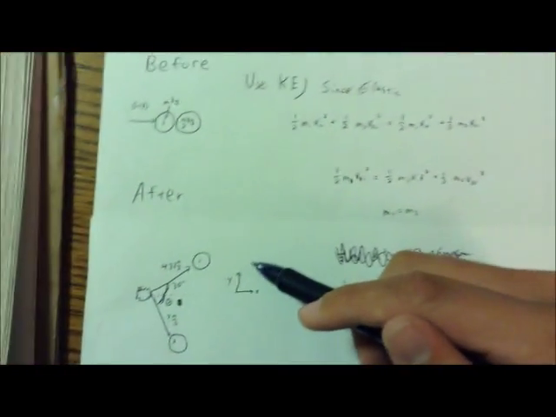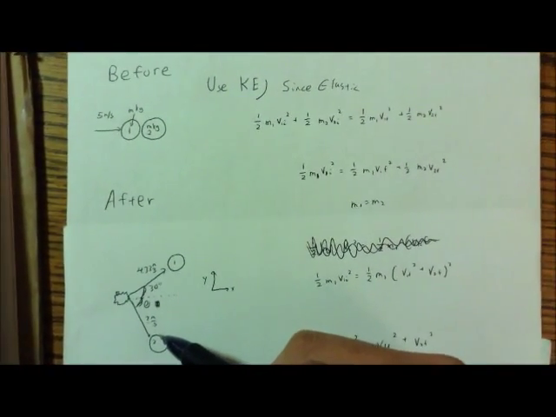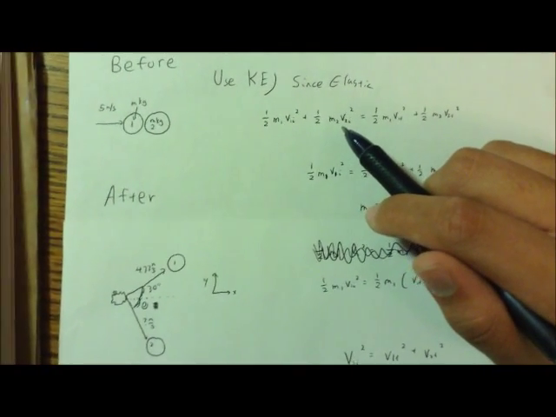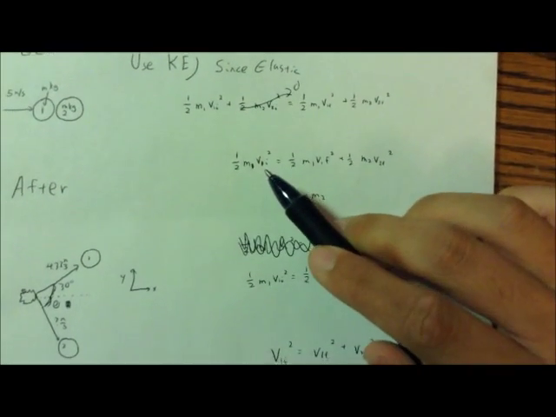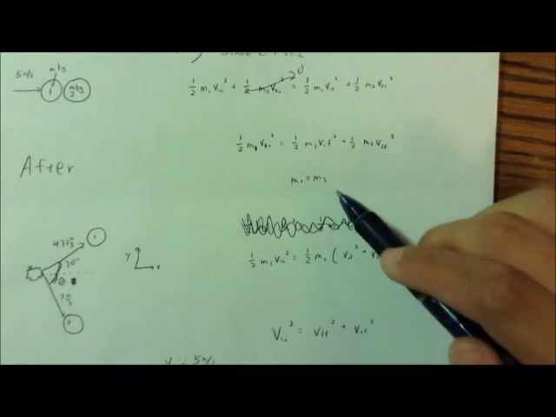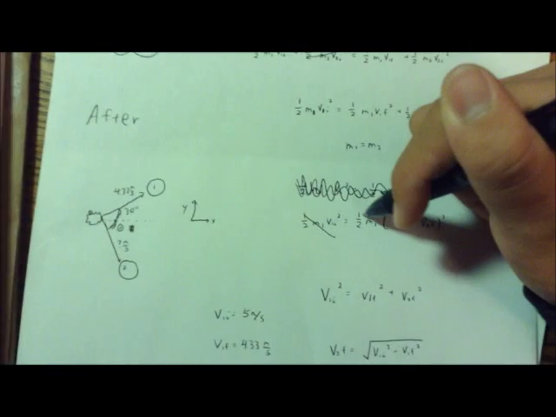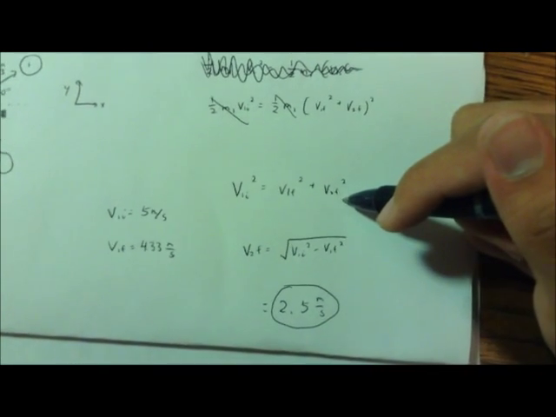So what we do is basically use the conservation of kinetic energy. Since this is an elastic collision, we can use kinetic energy to solve for the velocity of this ball. First we use the equation, and since the initial velocity of the second ball is 0, we mark that out and put 0. Since m1 equals m2, we can take the mass out and cancel these two out. Eventually we get this equation: v1 initial squared equals v1 final squared plus v2 final squared.